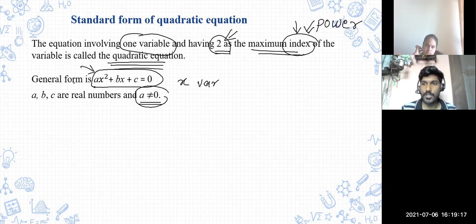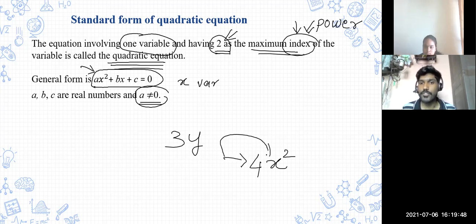Do you know what is coefficient? Coefficient is the number associated with the variable, or in simple words, the number which is in front of the variable is called a coefficient. So suppose I'm saying y is a variable and I'm putting 3 in front of it. So 3 is a coefficient of y. Or if you have x square and you have a number in front of it, suppose 4, so 4 is called a coefficient of x square. So the definition of coefficient is a number associated with the variable. Clear what is coefficient?